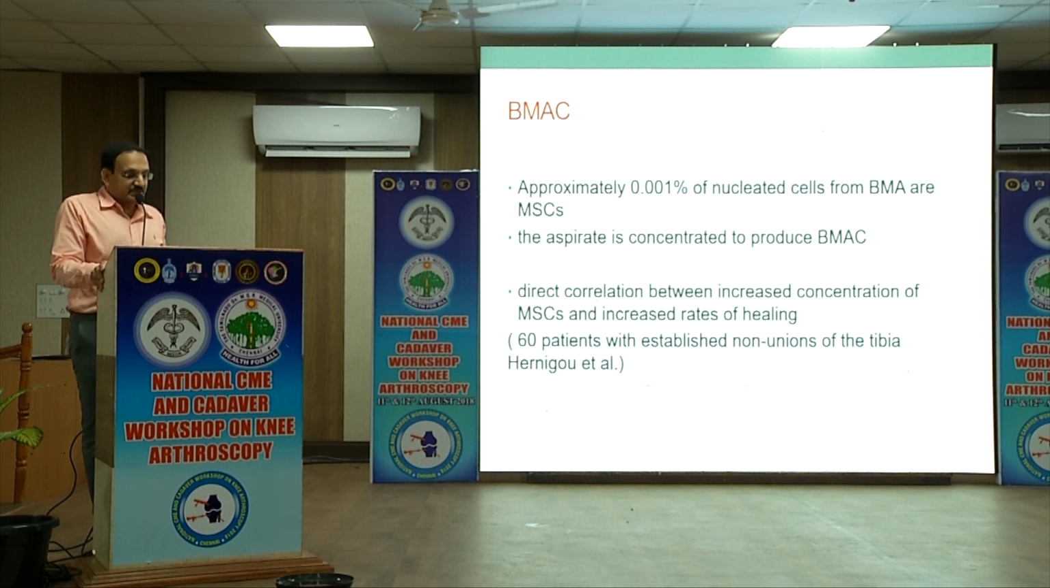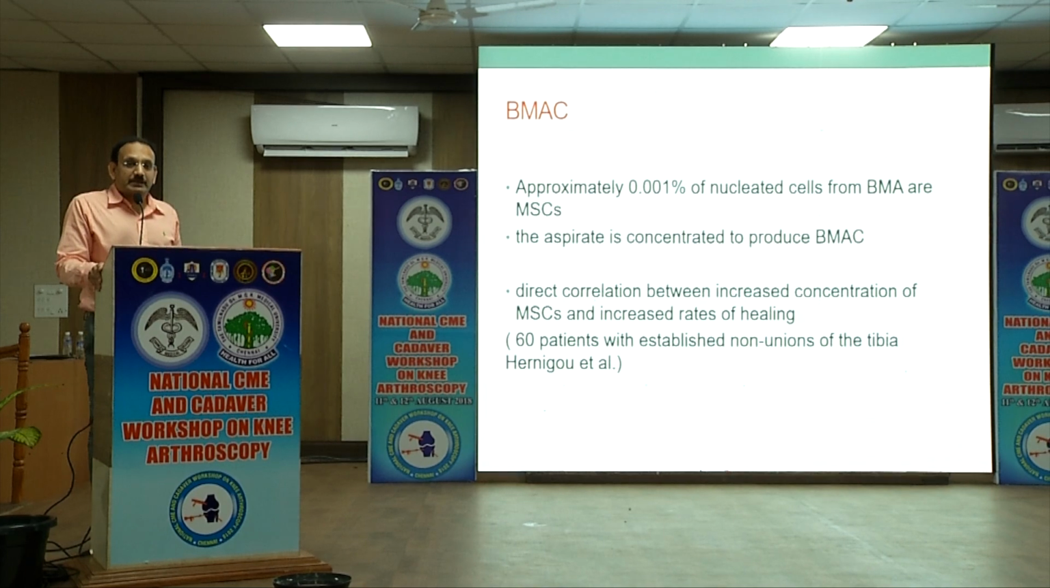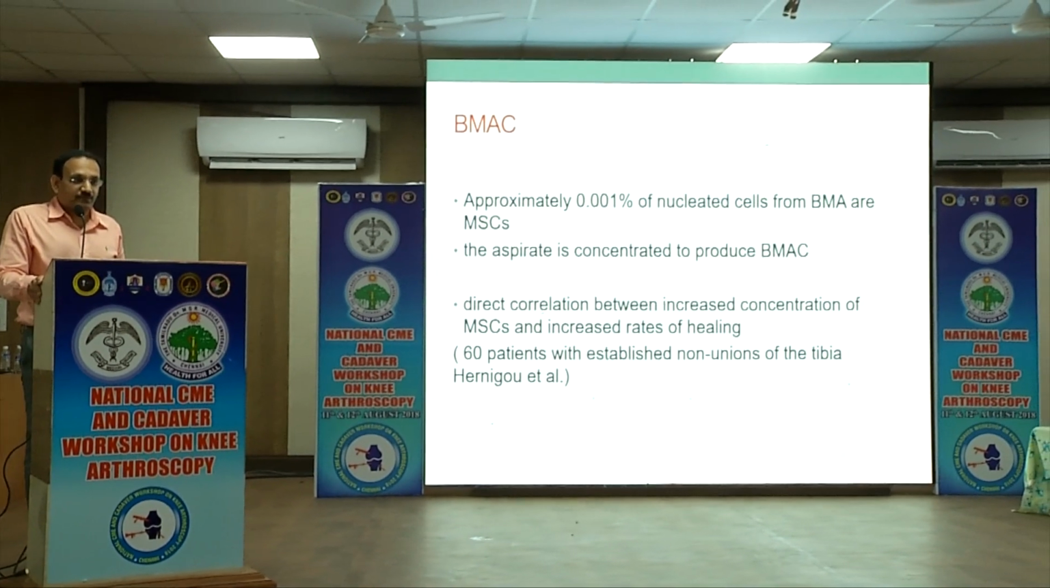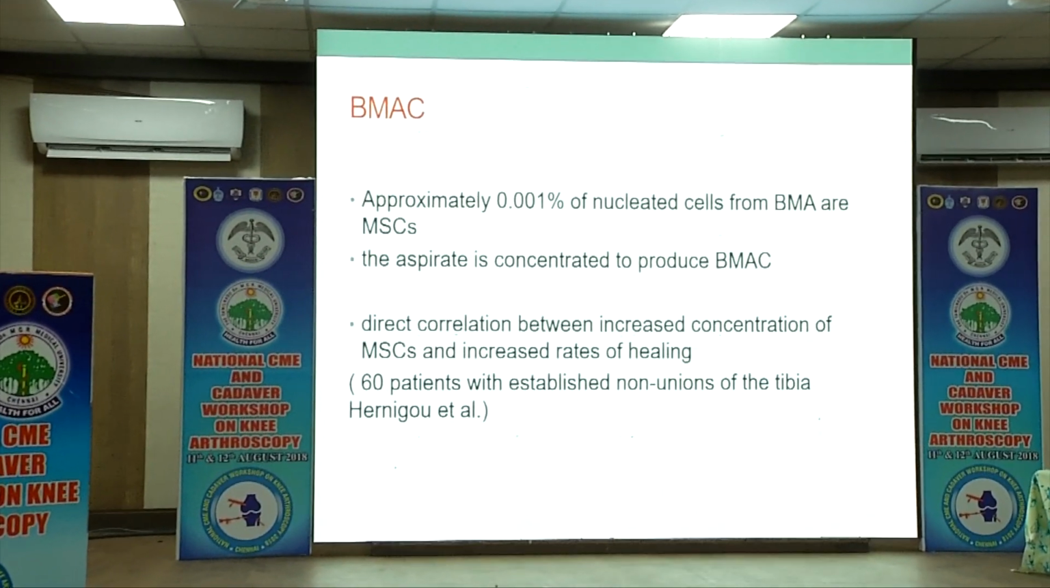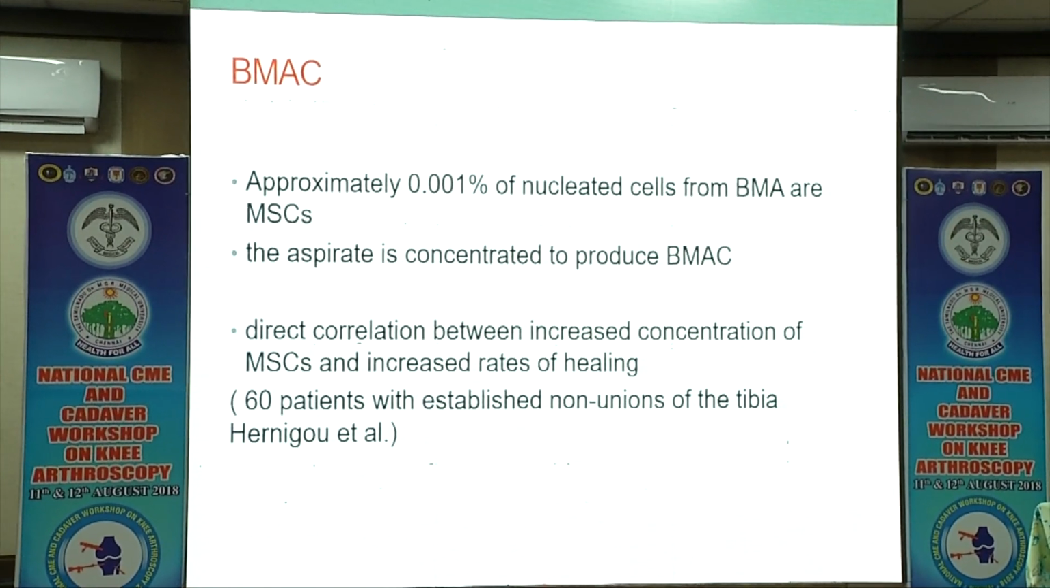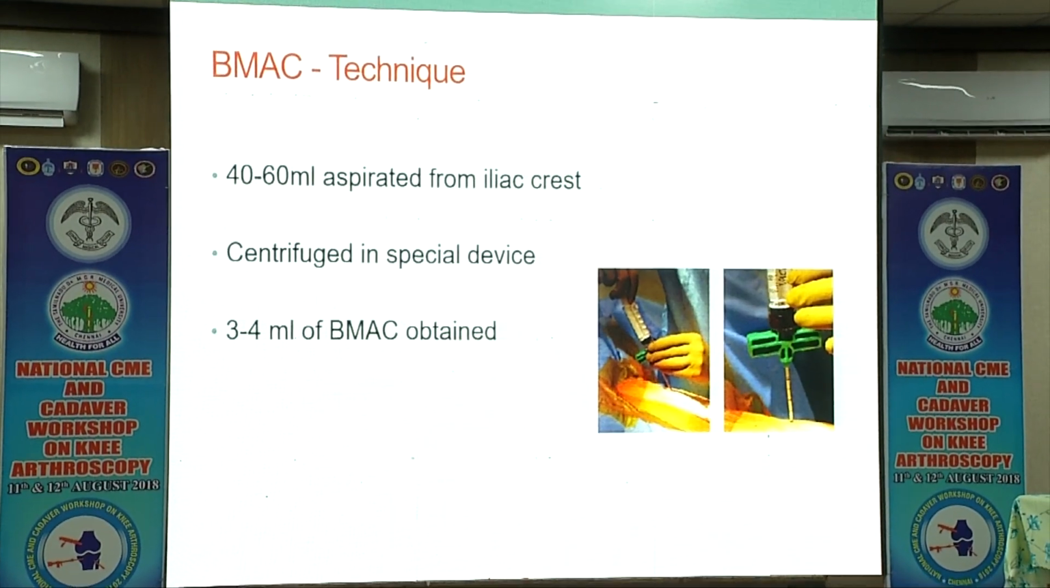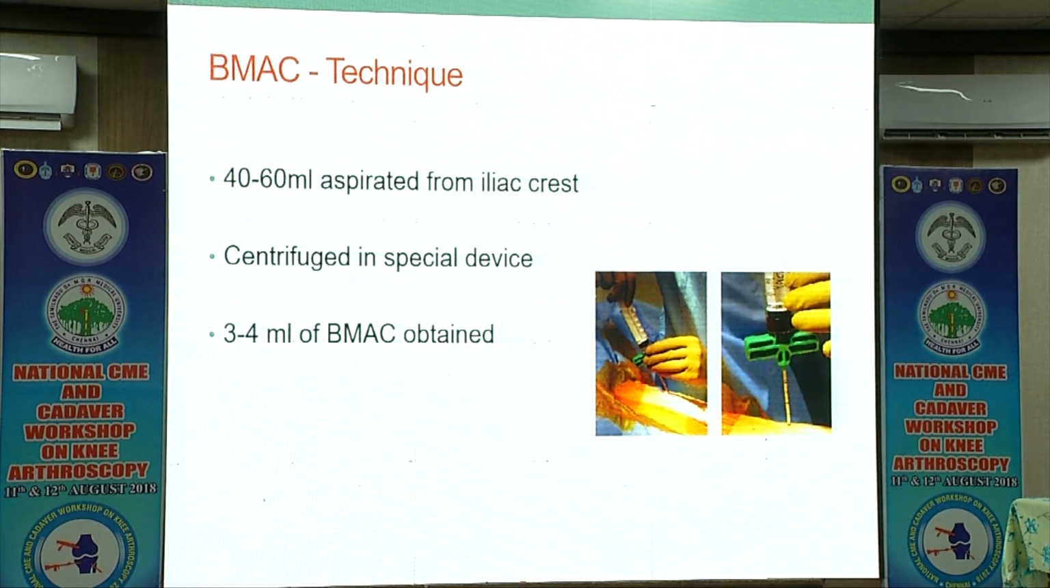Various studies have shown that there is a direct correlation between the outcome and the number of mesenchymal stem cells in the injection, or the BMAC. How do you do it? We can do a percutaneous technique where dedicated bone marrow needles are available, like the Jamshidi needle, which various companies give along with their kit. You prepare the iliac crest and aspirate about 40 to 60 ml as per the prescription given by the company.